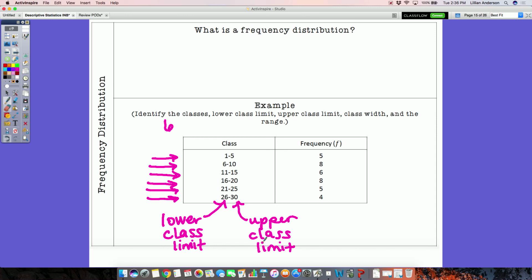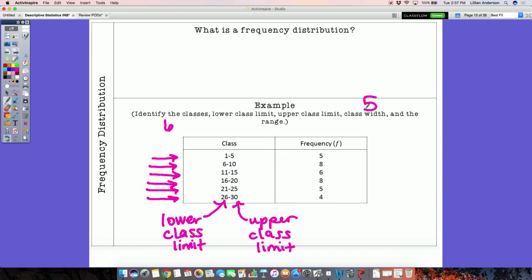Now, what would you say is our class width? They did the in between, like from 1 to 5. No, it says class width. Now, remember, we have 6 classes. 1 to 5 is not 4. 1 to 5 is how many? 1, 2, 3, 4, 5. That's 5 numbers. The next class, 6, 7, 8, 9, 10. 5. So the class width is 5. That means each class has 5 numbers within it.